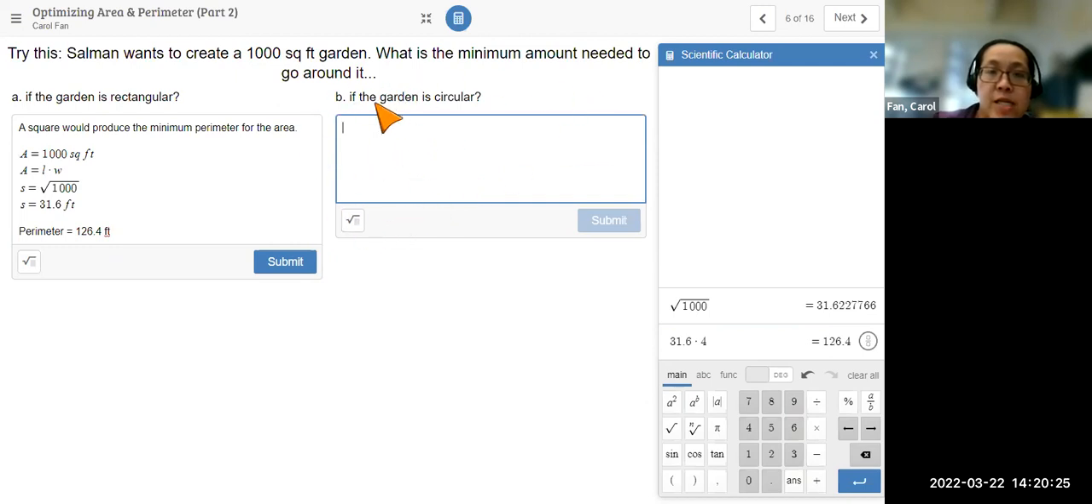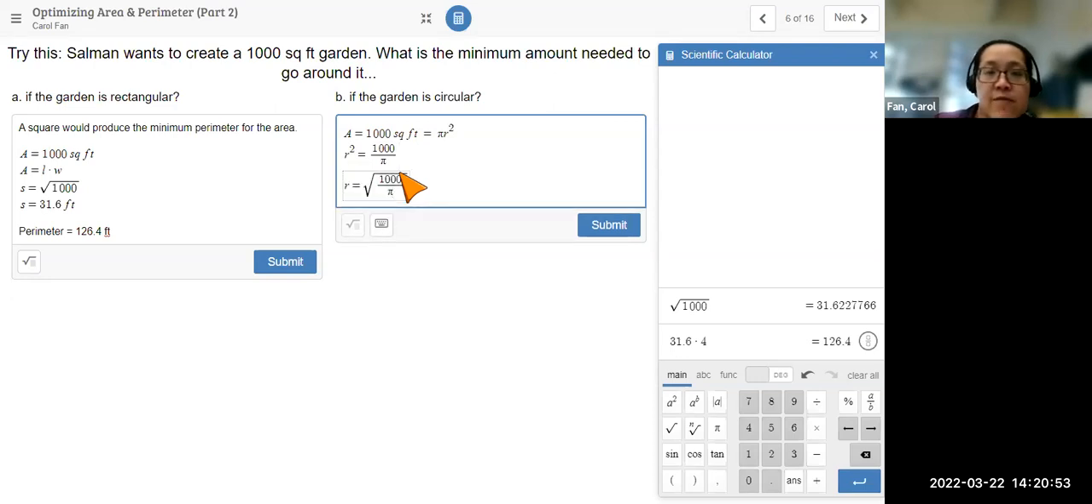All right, let's do this for our circular garden. Area is 1,000 square feet, but the area is also pi r squared. Let's rearrange this so that I get my r. R squared is equal to 1,000 divided by pi. And then we have the square root of 1,000 divided by pi. So this is my radius.